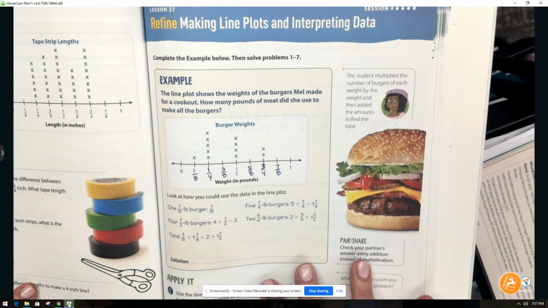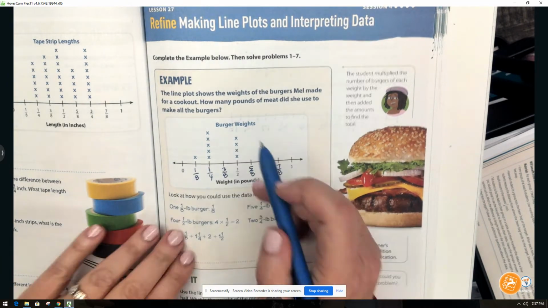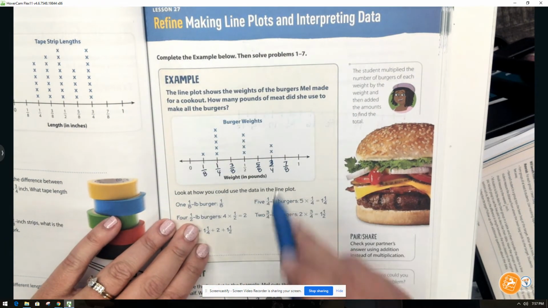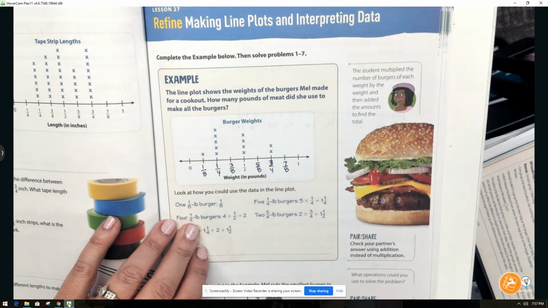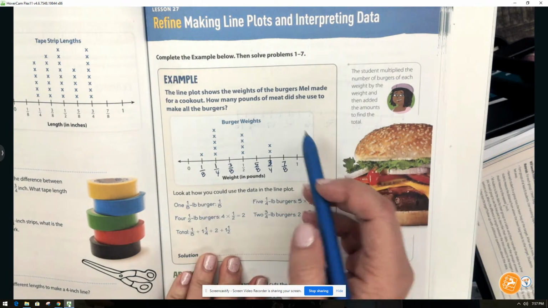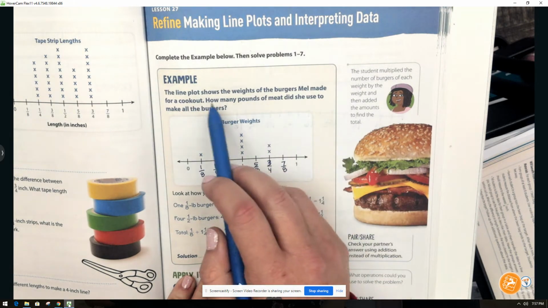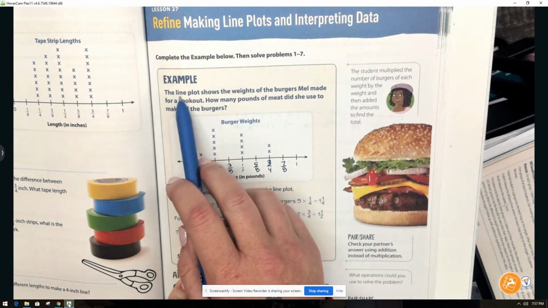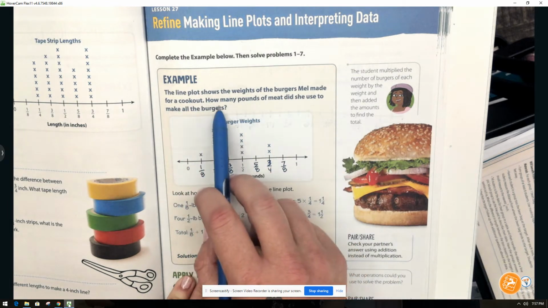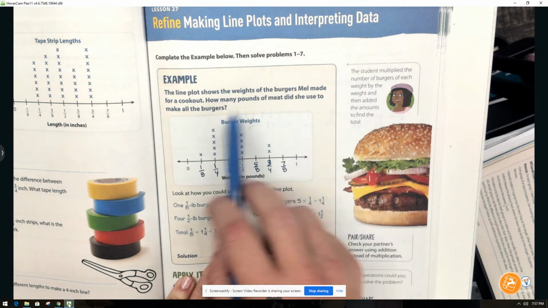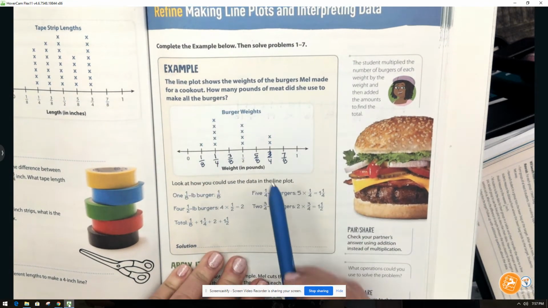All right, so we're on page 569. We have an example here, and we're actually going to use this example. We don't always use this, but in this case, we are using it. So I'm going to read it to you so that you can see what it looks like. It says this: the line plot shows the weights of the burgers Mel made for a cookout. How many pounds of meat did she use to make all the burgers?